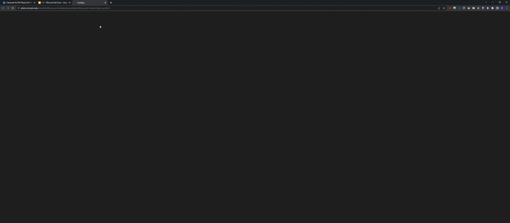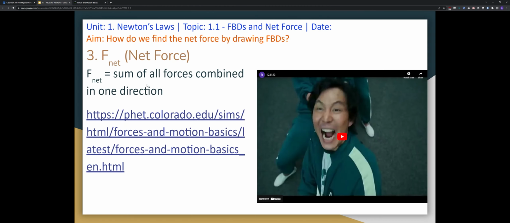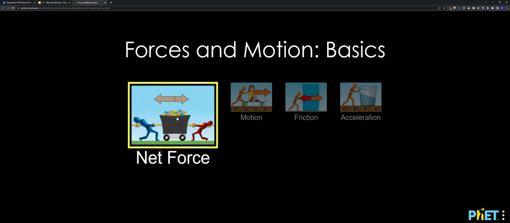So about this one now. So about something called net force. Now, net force isn't really a force in and of itself. The net force has a very specific meaning. The net force is the sum of all your forces acting in one direction. It's the sum. It's your net force, right?